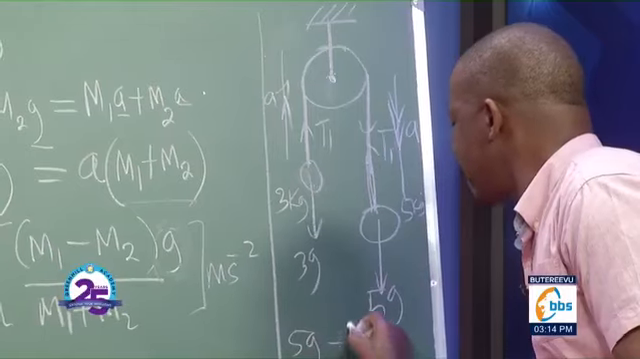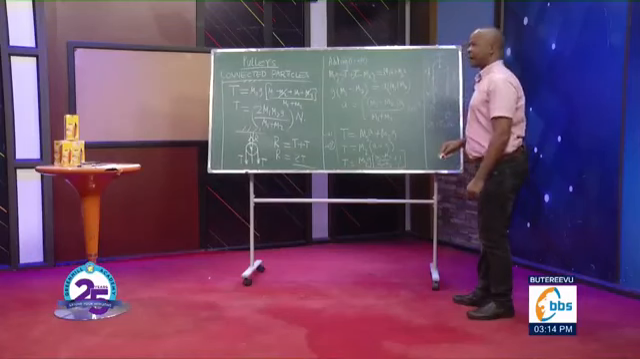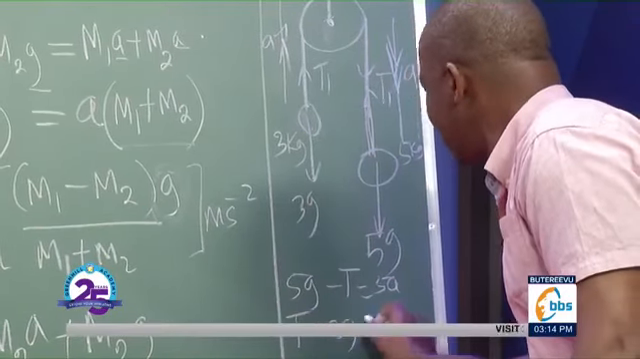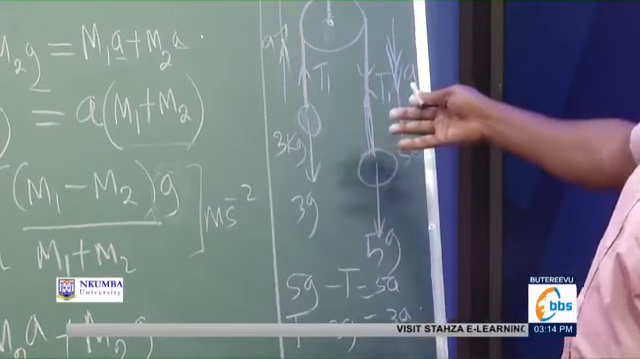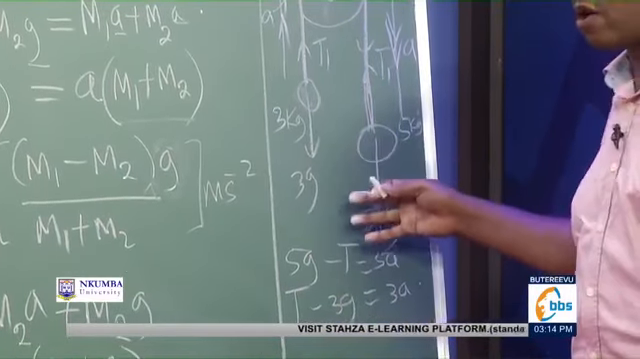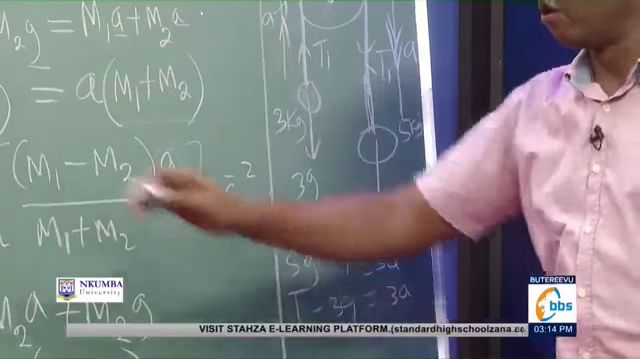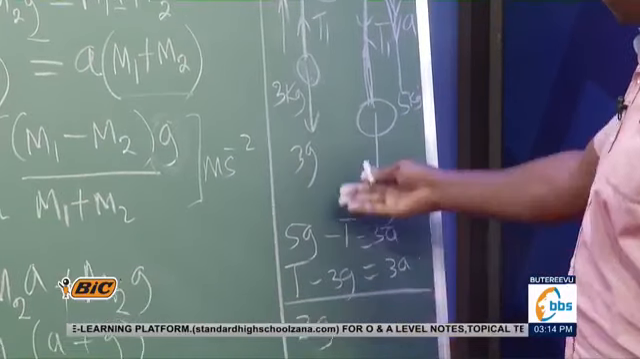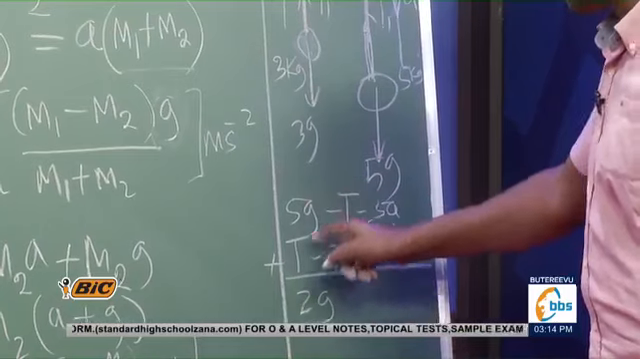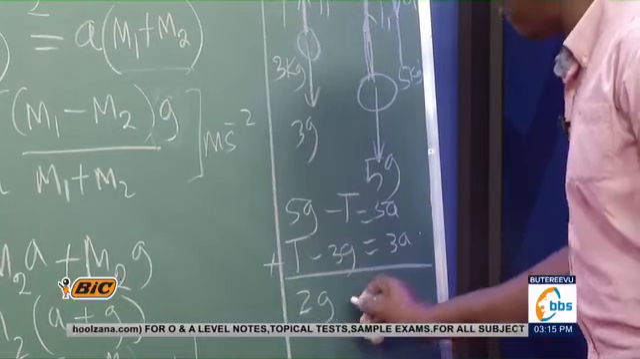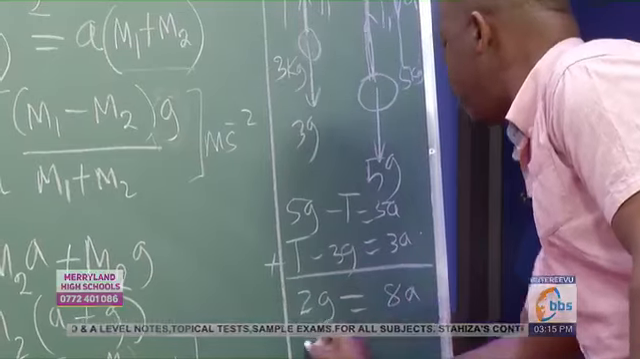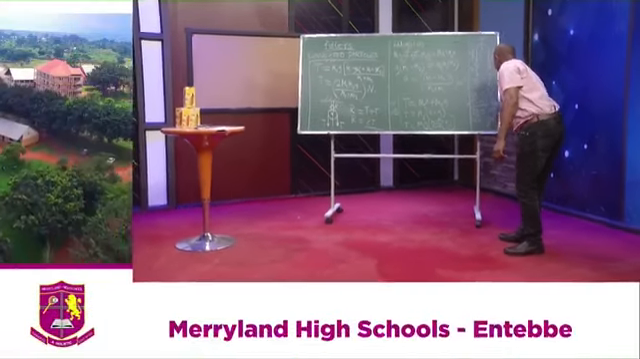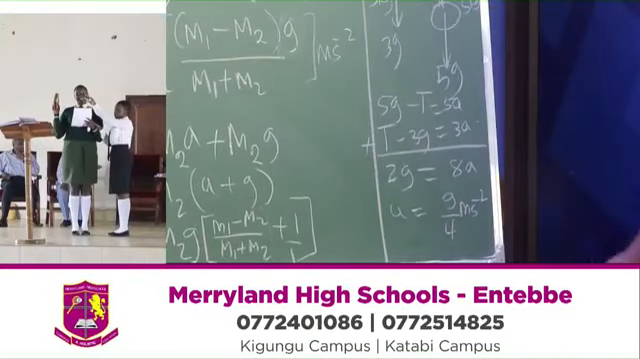So 5G minus T will be equal to 5A. I hope you are able to see this. And then T minus 3G will be equal to 3A. Incidentally, when we apply figures, the working is so brief that you don't need to occupy the whole of that space. If I add these directly, I'll get 2G. You can actually choose to add like this. That this T will cancel, and this 5 minus 3 will be 2G, and this will give us 8A. And from here, our A can be G out of 4 meters per second squared.